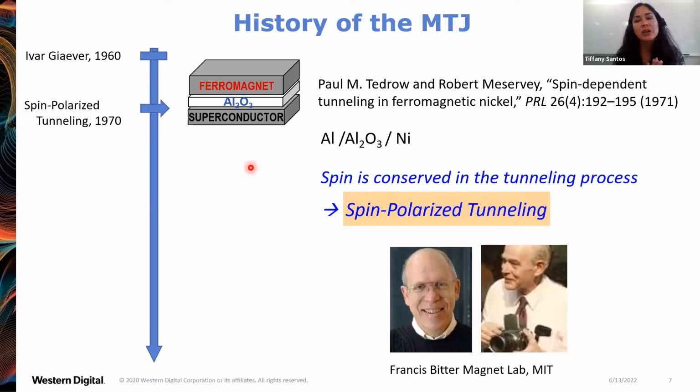And this was the first experiment showing that spin is conserved in the tunneling process. And this is something that we take for granted in technologies using magnetic tunnel junctions today. But this is the first experiment showing this phenomenon, and it opened up the door to this rich field of physics called spin polarized tunneling.